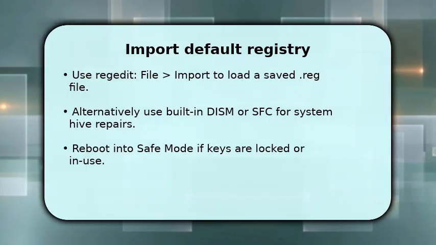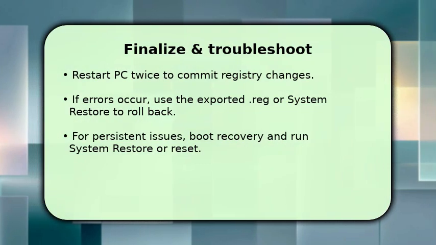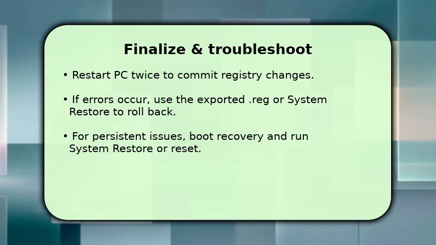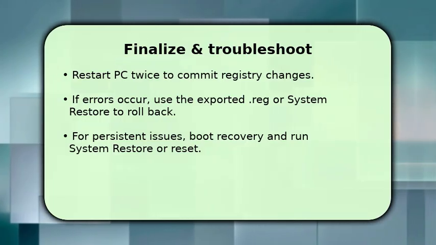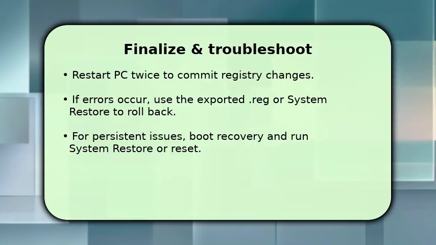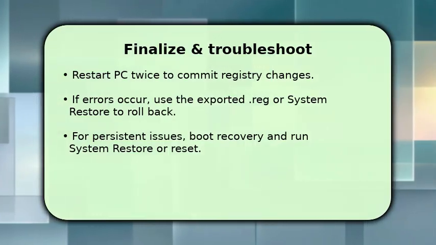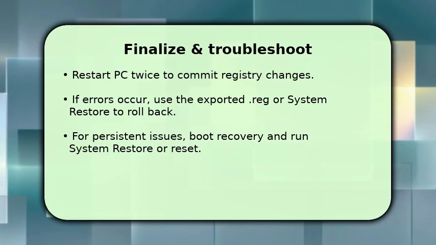You complete the process by restarting your PC at least twice so Windows applies registry changes and rebuilds caches. Once booted, verify expected behavior. If an error appears, immediately import your exported .reg file or roll back to the system restore point you made earlier. If the system won't boot, access WinRE and use system restore or reset this PC.